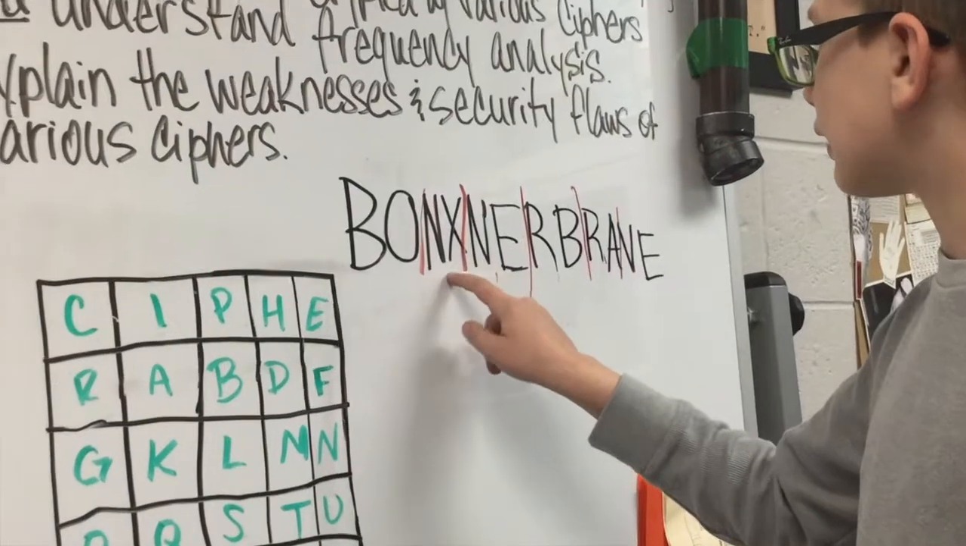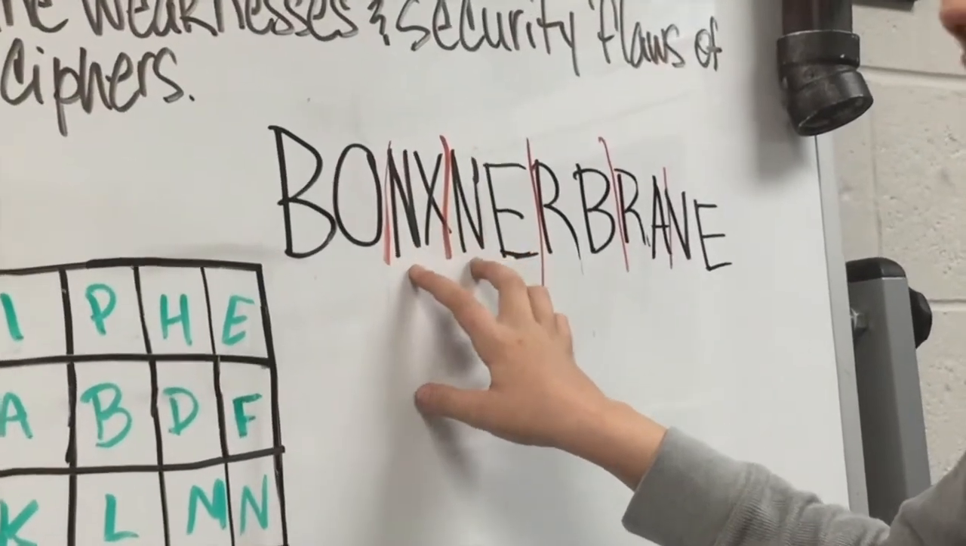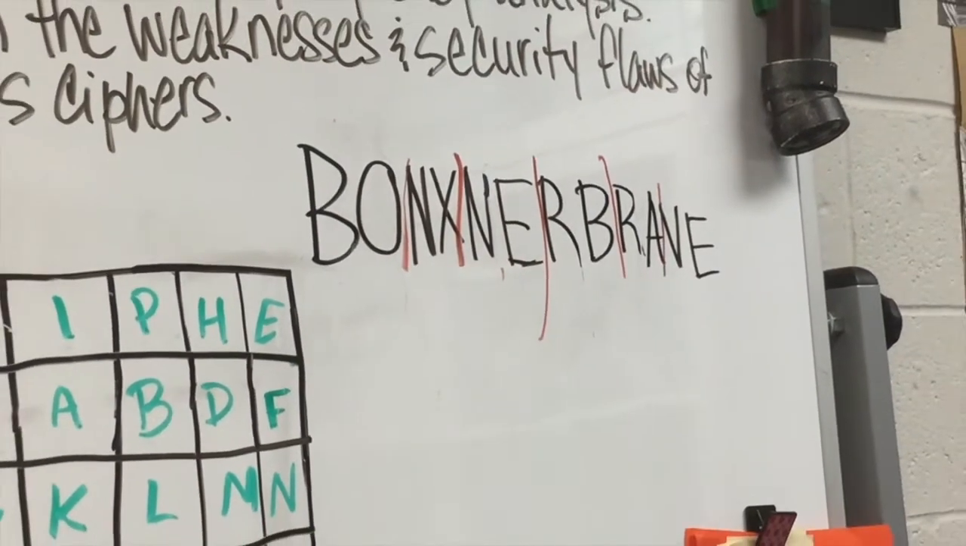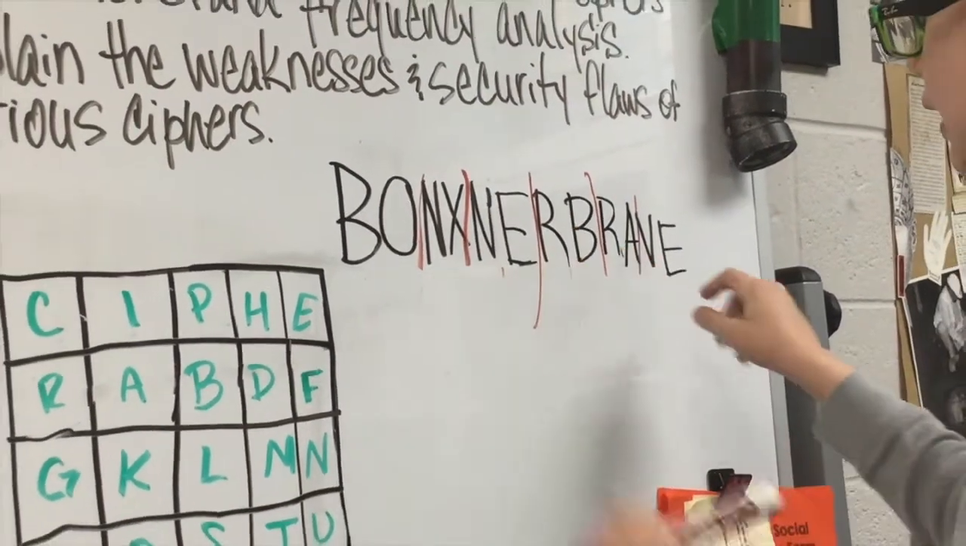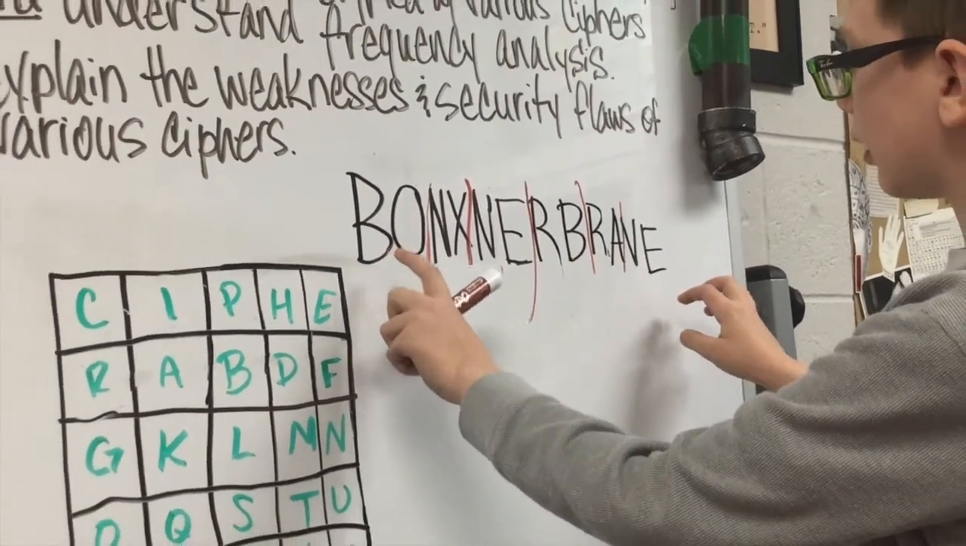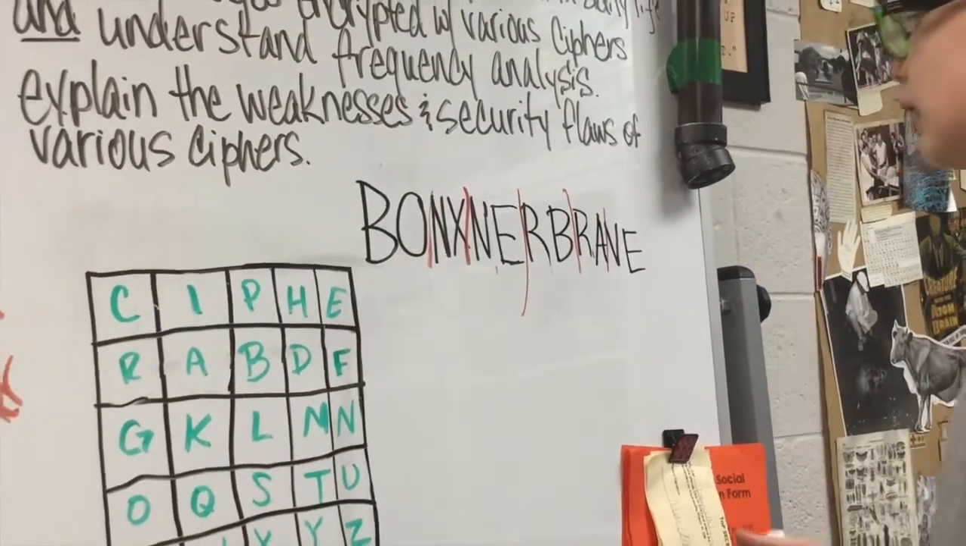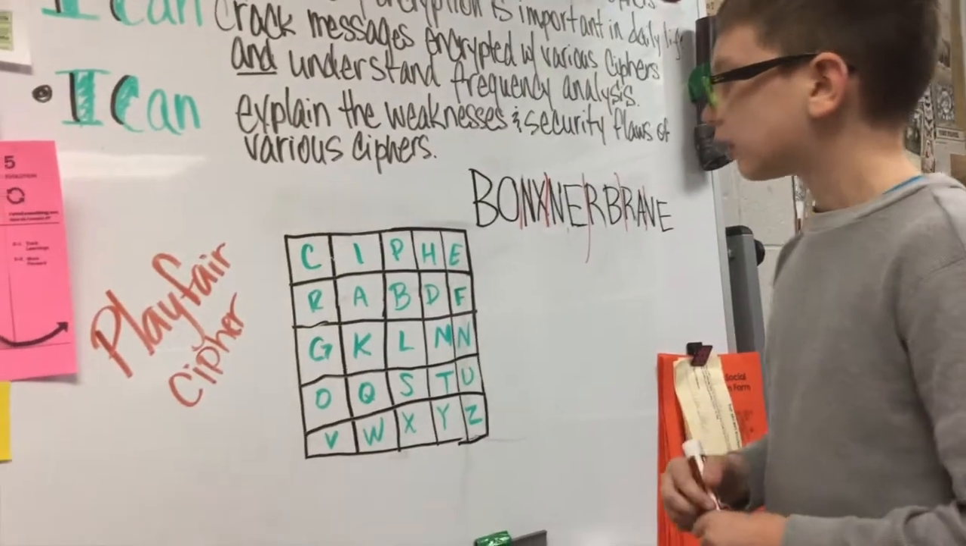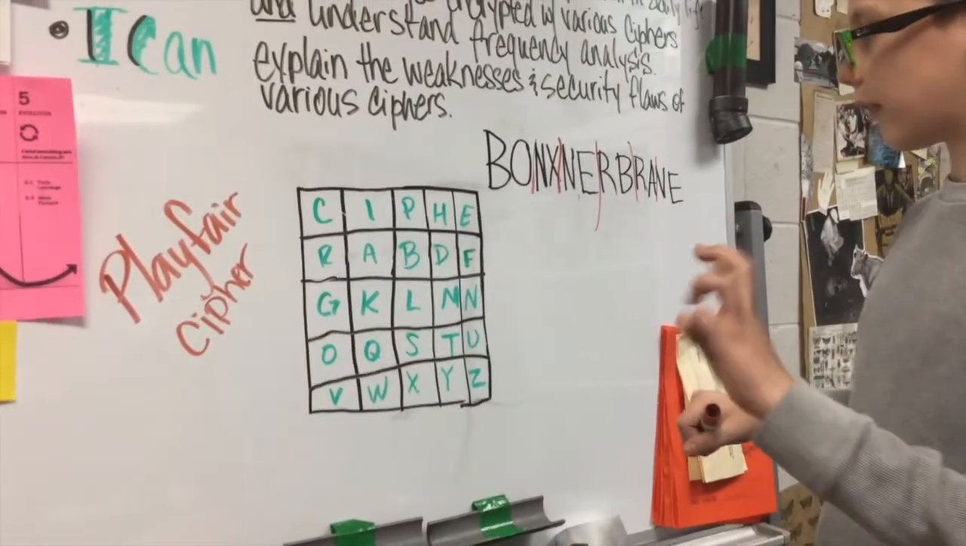And as you can see, there's an X in between the Ns. And that's because you cannot have 2 of the same letters by each other. And if the same letter is at the beginning and the end, you also have to put an X at the end. And so there are 3 different rules.